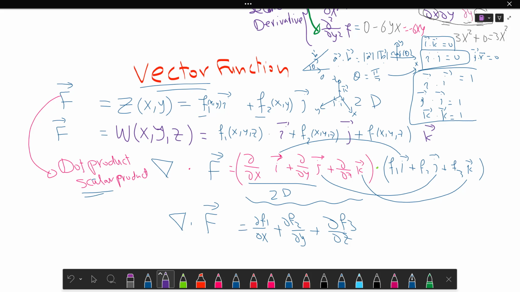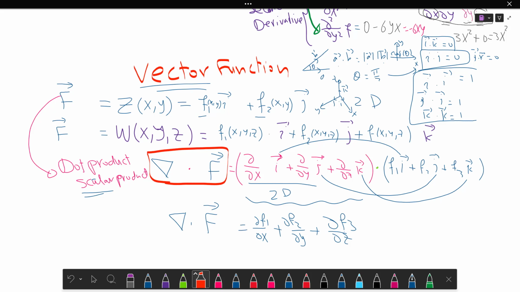What do they call this one? We know nabla with the scalar, we call it gradient. This one, nabla dot f, we call it what? The gradient of the scalar is a vector, but this one, the operation on the vector, gives a scalar, right?